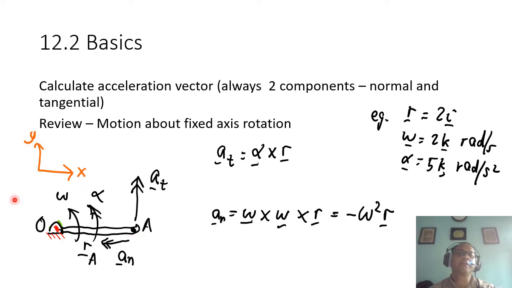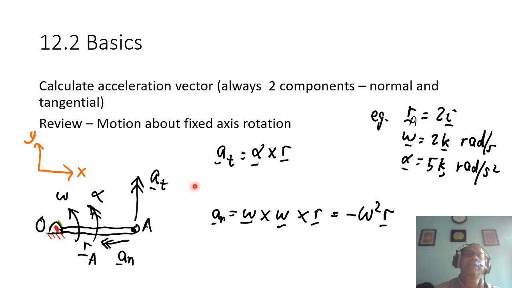This is our xy-axis system. So in this case, because of our right hand system, omega given to us is 2k radian per second, and we can find the position vector of OA. So position vector of A is 2i, and omega of OA is 2k radian per second, and alpha is given as 5k radian per second squared. So we want to find the tangential and the normal component of the acceleration.